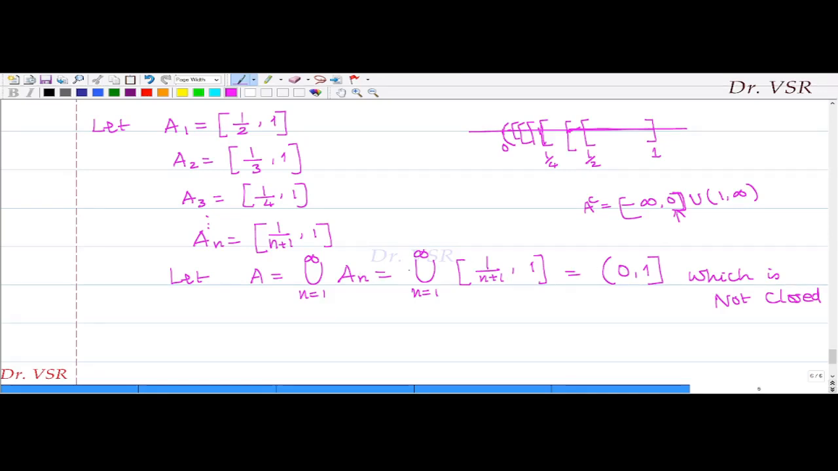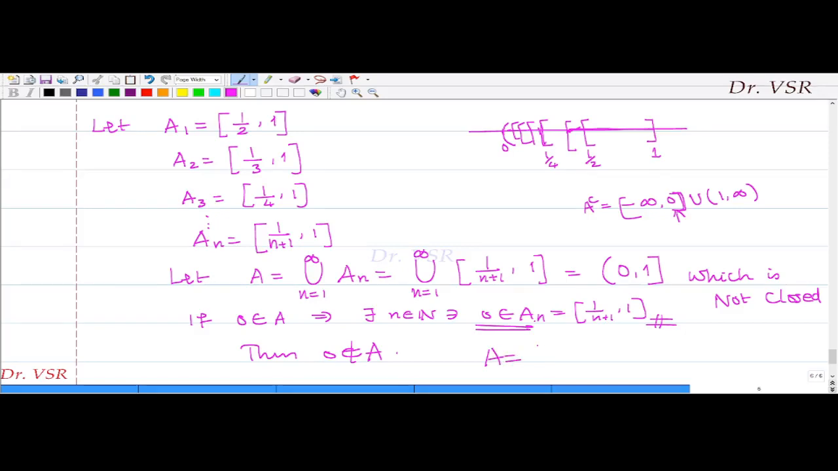Because suppose 0 belongs to A, this implies that there exists some n in the natural numbers such that 0 belongs to AN. That is a contradiction. This is not possible because AN is equal to the closed interval 1/(n+1) to 1, so 0 will never be in it. That is a contradiction. So what this means is that 0 does not belong to A. Capital A is equal to the open interval 0 to 1, closed at 1, which is not a closed set.